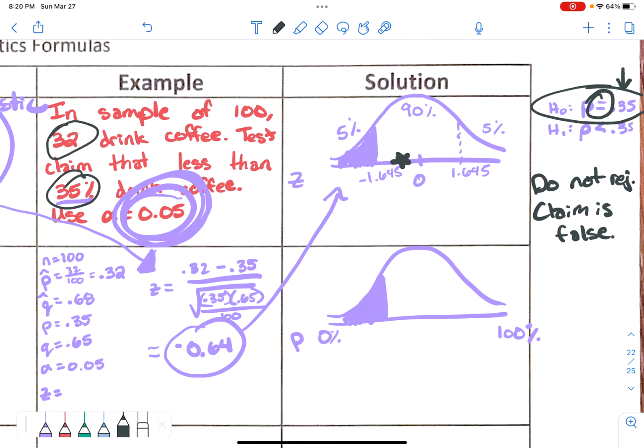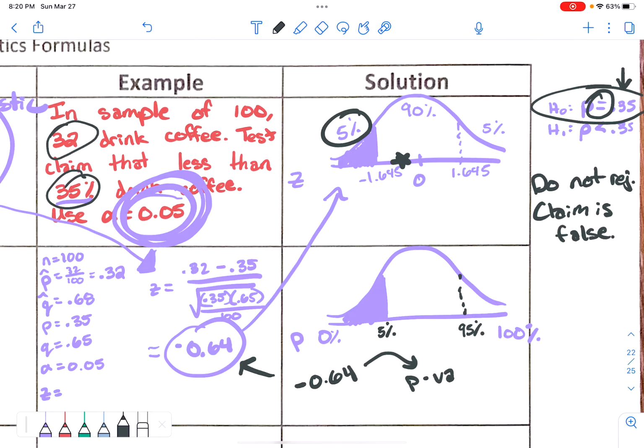All right, now for p-value, since we're doing 5%, this would be the 5% mark. Our imaginary 5% would be 95 over here. So that's how that's going to work out. And then we have to look up negative 0.64 on our chart and figure out what the p-value is.